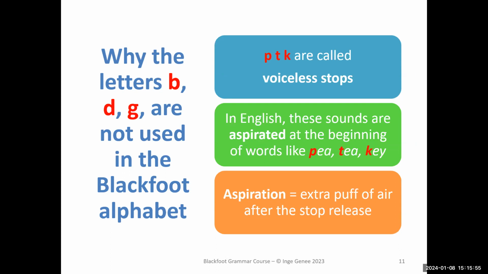You can feel this for yourself. Hold the flat palm of your hand in front of your mouth a little bit below and say the English word pie. You should feel a little puff of air against your hand when you say the P. Now say the Blackfoot word pita. If you said it right, so not with an English accent, you should not feel any air move against your hand.